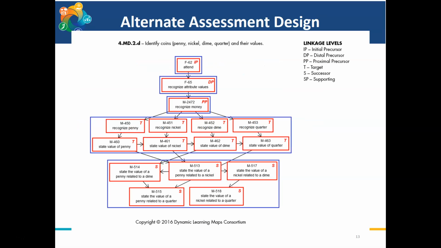So looking at our graphic again, though there are 60 nodes or linkage levels present, a student may not be assessed on all of these. If a student is able to state the value of a penny related to a dime, which is M-514, and at the successor level, this student may not be tested on any of the nodes or linkage levels above. Similarly, if the student is able to recognize a penny but not a dime, they would not be tested on some of the target levels outlined on this map.